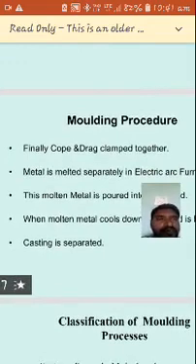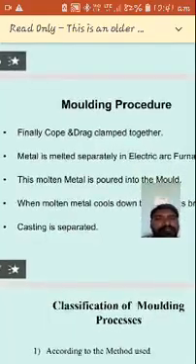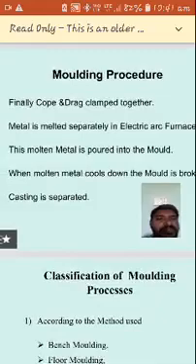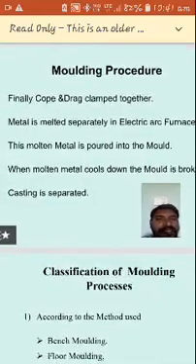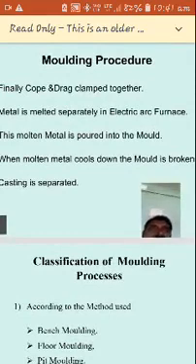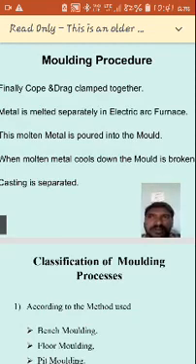Finally, in both the cope and the drag, in both molds, the pattern is there. From both, you can slowly remove the patterns. Then the metal is melted separately in an electric furnace. Normal furnace or electric furnace. The duty here is that whatever metal is there will be melted.